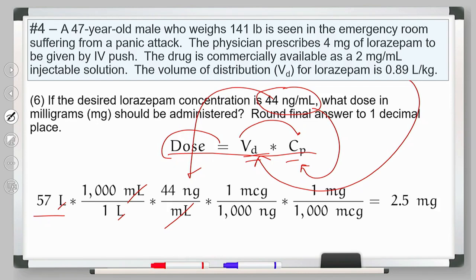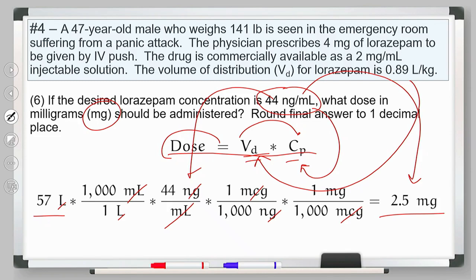But my dose at this point is in what units? Nanograms. And what do I ultimately want? Milligrams. So at this point, it really is just converting nanograms back to milligrams. So there is 1,000 nanograms per microgram, so I'm going to divide by 1,000. Then there is 1,000 micrograms per milligram. So if I do that math all the way across, this concentration, given that volume of distribution, is the result of administering 2.5 milligrams.